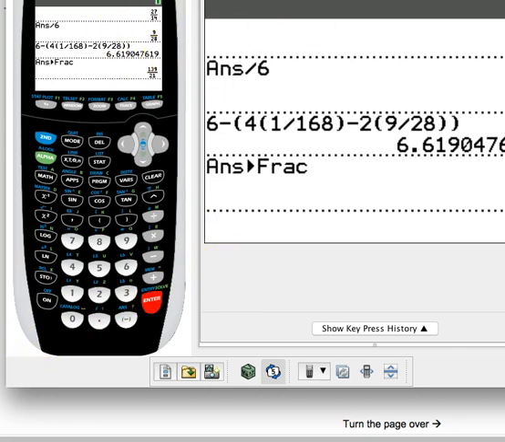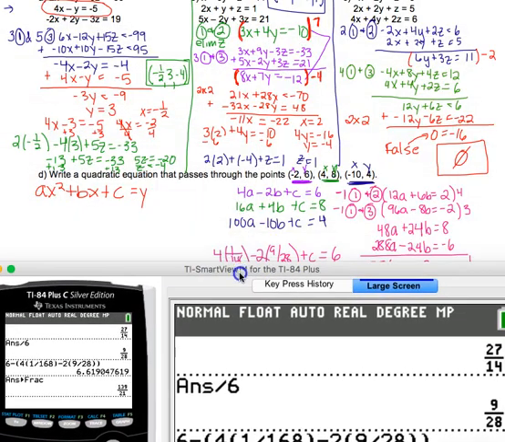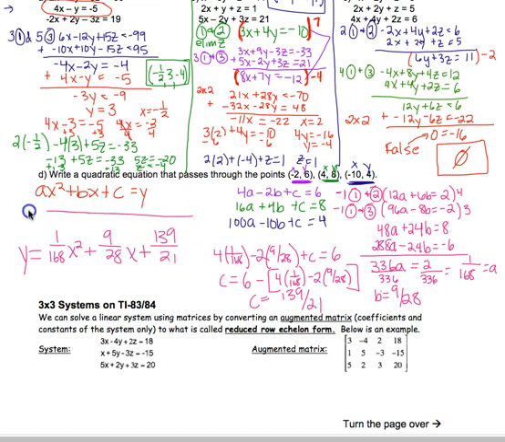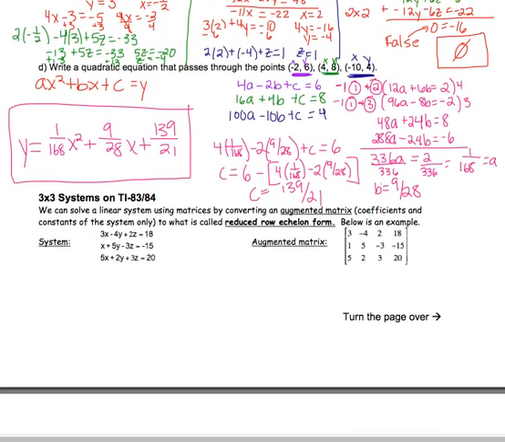So now I can go ahead and write 139, sorry, over 21 for my C. So keep in mind that here I don't want an ordered triple. It asks me to write a quadratic equation. So this needs to be my final answer: y equals 1 over 168 x squared plus 9 over 28 x plus 139 over 21. So now I have my quadratic equation that passes through those points.